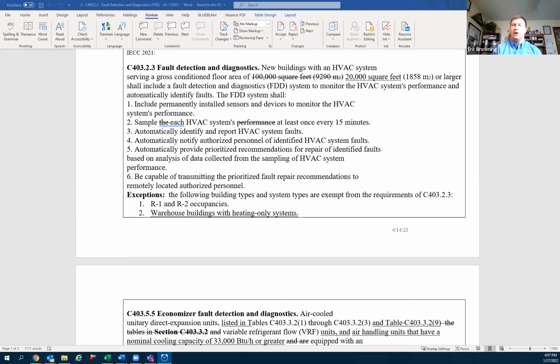Thank you, Kevin. Eric Browning, CPD, City of Denver. In section C403.2.3, item number 2, the word "performance" is struck out, and that sentence does not read correctly. I'm curious if the intent is to say something like "sample each HVAC system at least once every 15 minutes," since the apostrophe S no longer has a home. So it's probably grammatical, but we would need to clean that up. And I just want to make sure that's the intent.